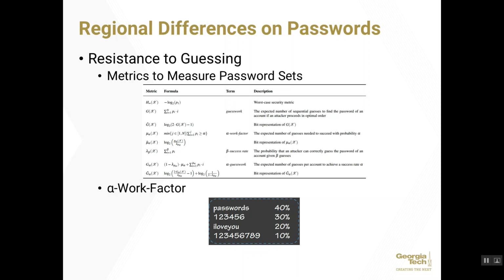There is one assumption: the attacker knows the distribution of the dataset. For example, the dataset has 4 passwords. Each password occupies a certain proportion. If alpha is 0.4, which means the attacker wants to guess 40% of the accounts, he only needs to guess once. So the alpha work factor here is 1. And if alpha is 0.9, the attacker needs to guess the first 3 passwords, so the alpha work factor is 3.